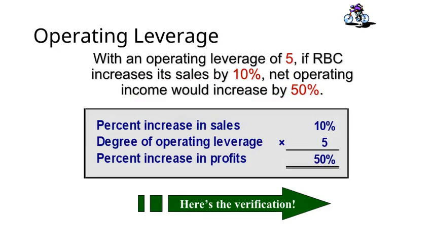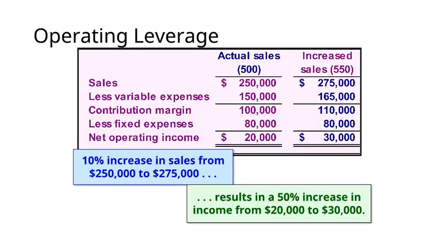Let's verify the 50% increase in profit. A 10% increase in sales would increase bike sales from the current level of 500 to 550. Look at the contribution margin income statement and notice that income increased from $20,000 to $30,000. That $10,000 increase in net income is a 50% increase. So it is true that a 10% increase in sales results in a 50% increase in net income. This is powerful information for a manager to have.